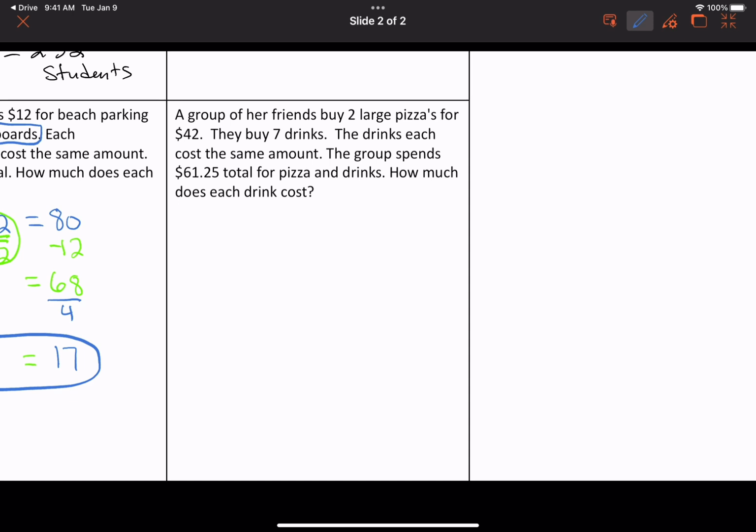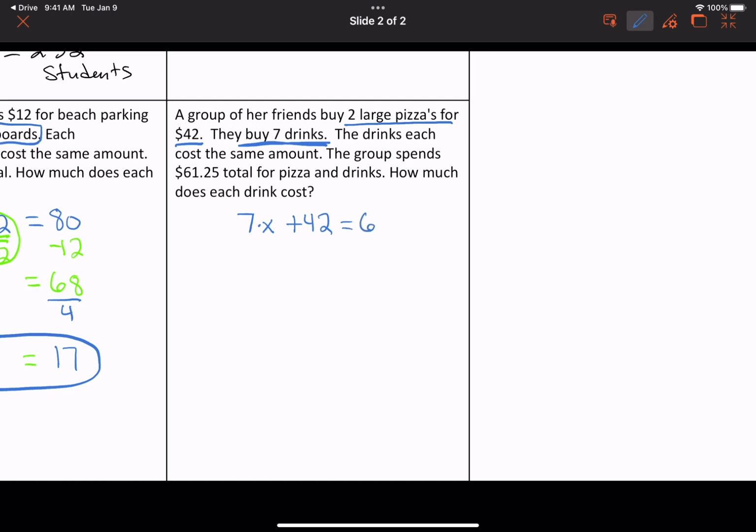So what do we not know? We don't know how much the drinks cost. We know that we're buying 7. We bought 2 large pizzas for $42. Now, that's 2 large pizzas together. They both cost $42. That's it. It wasn't $20 a piece or $21 a piece. That's some expensive pizza, right? They also bought 7 drinks. I just don't know how much the drinks cost. But 7 times that amount would tell me how much all the drinks cost.